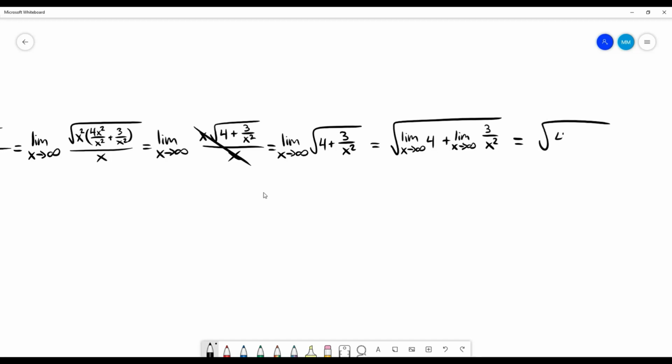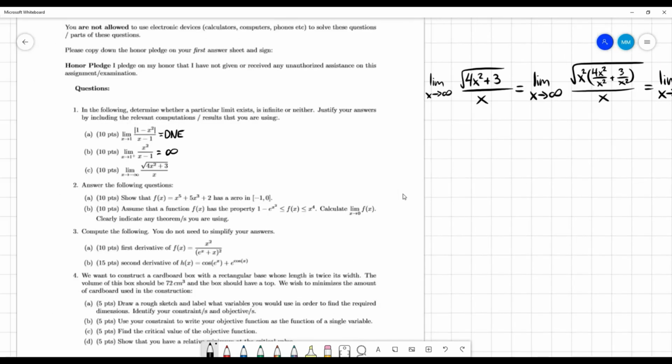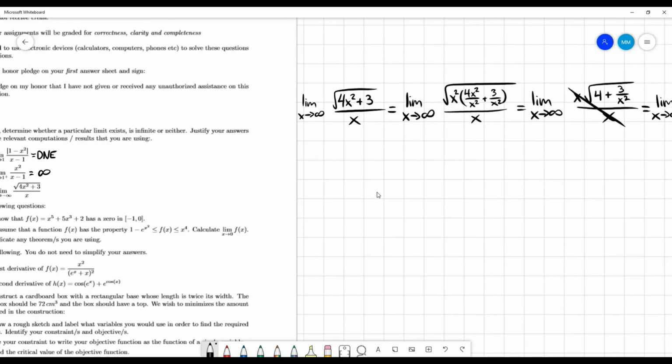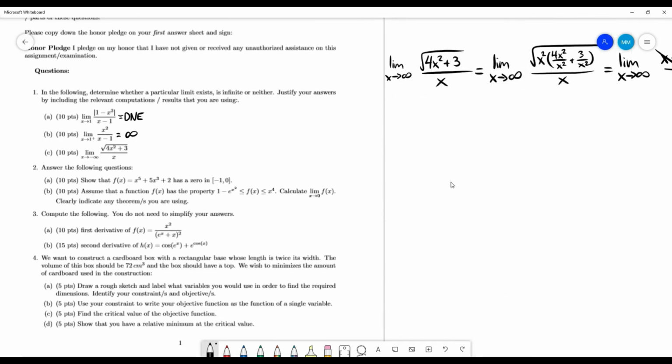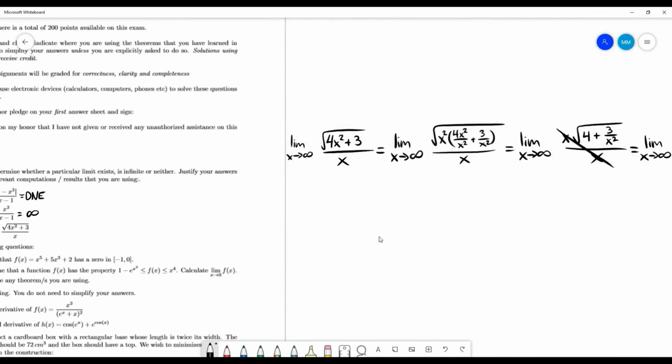Of course, the limit of a constant is just that constant. So that's going to be 4 plus this limit here. Well, I know if this gets exponentially bigger and bigger, then this is going to be approaching 0 since that's a constant. So this limit is going to be 0. So it just equals the square root of 4, which is just 2. And I made a mistake because this is really hard to read. This is approaching negative infinity.